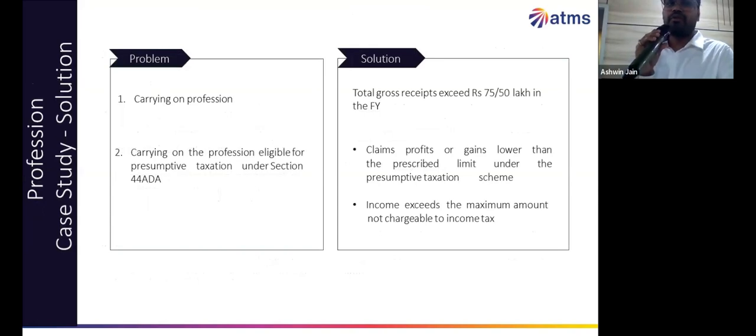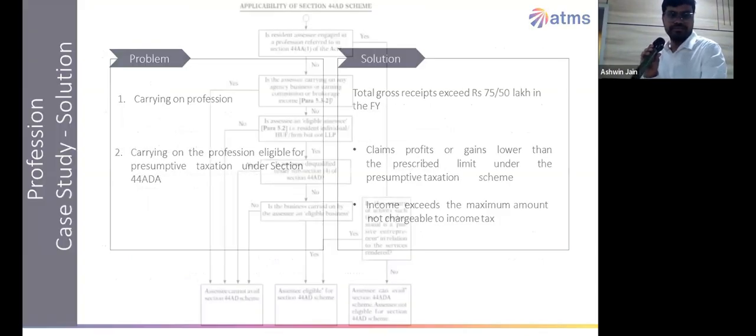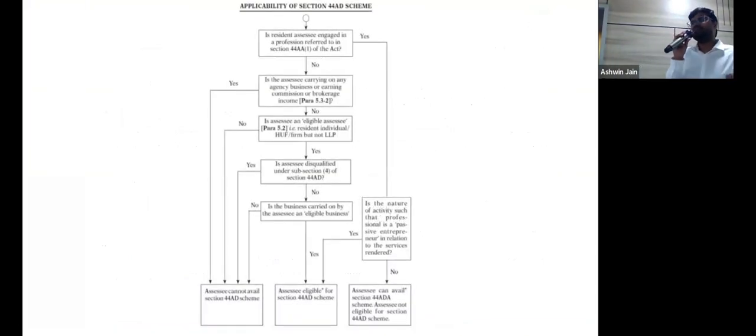Again, with respect to 44 ADA, carrying on profession 75. खाली एक ही चीज आपको ध्यान में रखना है जो मैंने लास्ट में बताया था, फर्स्ट ईयर है लॉस का कि पहले 44 AD वायलेशन हुआ है, then in that particular case we need to carefully evaluate whether audit will be applicable or not. अब ये दिख रहा है क्या सबको?